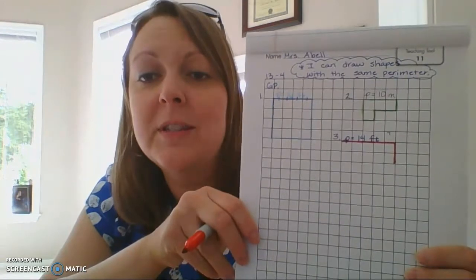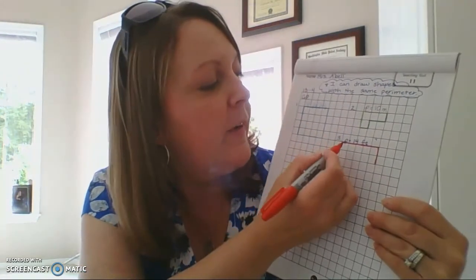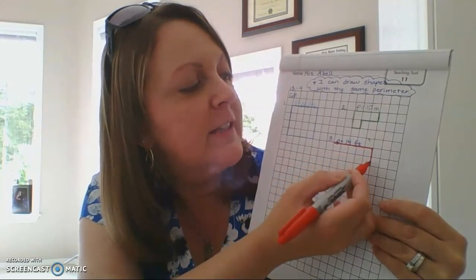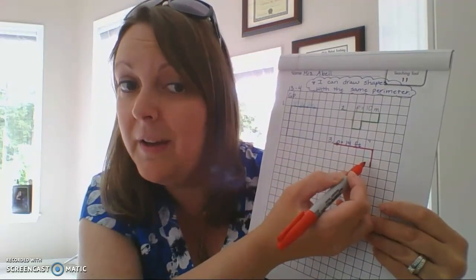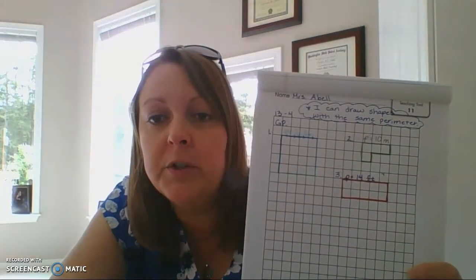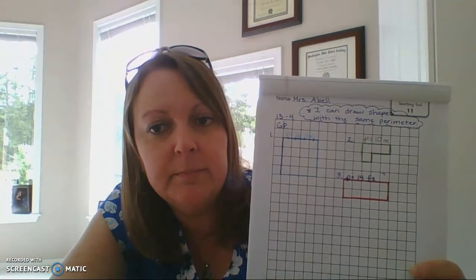Because I know that a rectangle has opposite sides that are the same length. So now if I have 1, 2, 3, 4, 5, 6, 7, if I double 7, what do I get? 14, and now I have a perimeter of 14. So the easiest way to draw a shape is to cut it in half and then figure out what you can add up to make that. Good job.